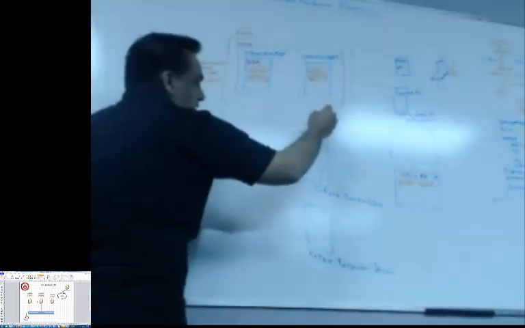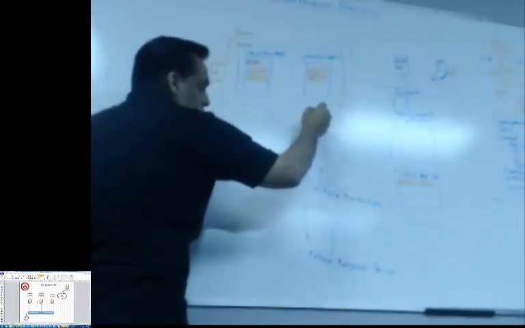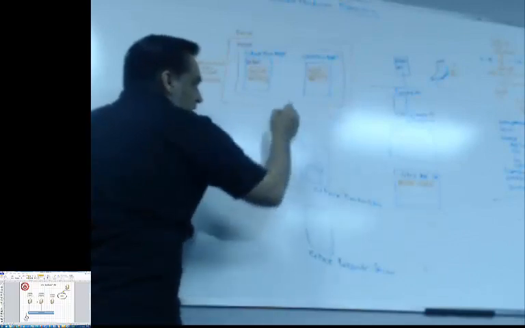Now what happens is, and guys, both these servers, this farm, is connected to the data store. The farm is also connected to a licensing server.